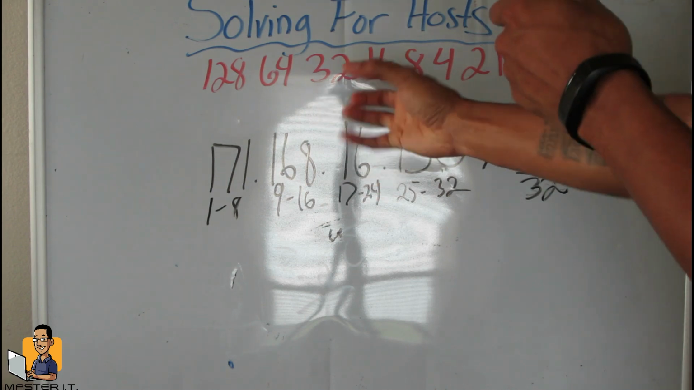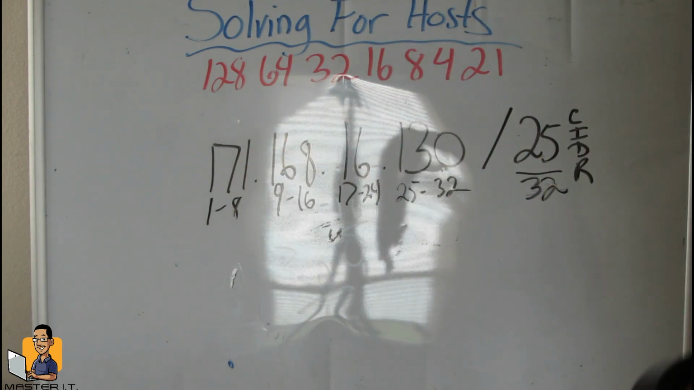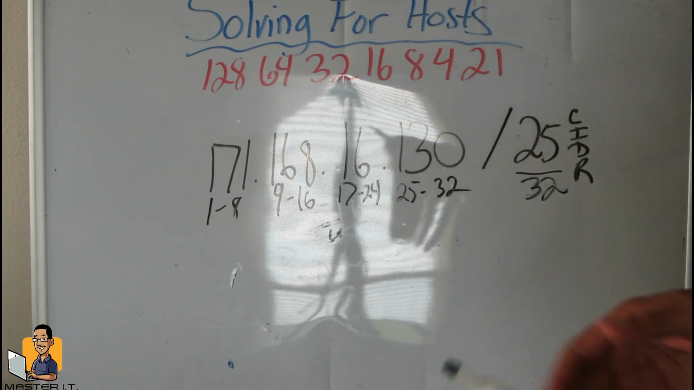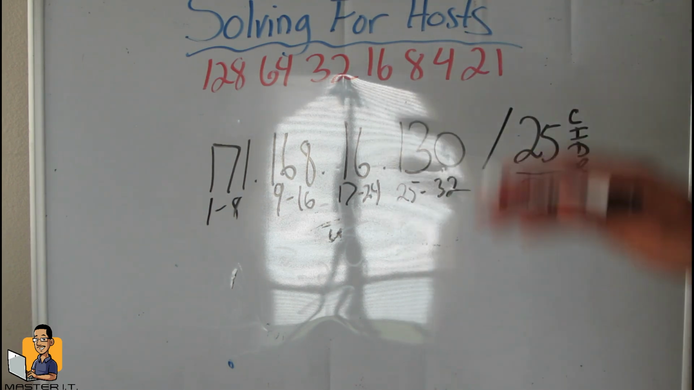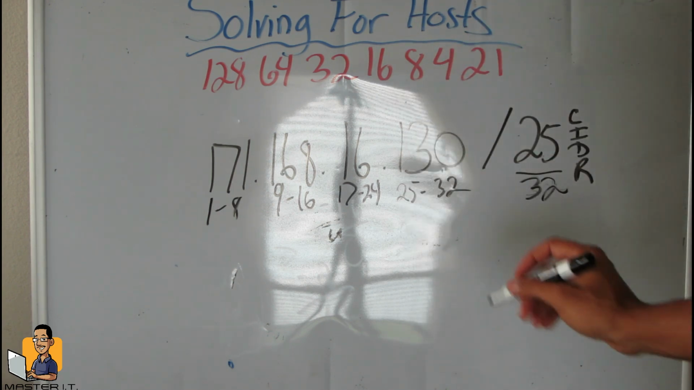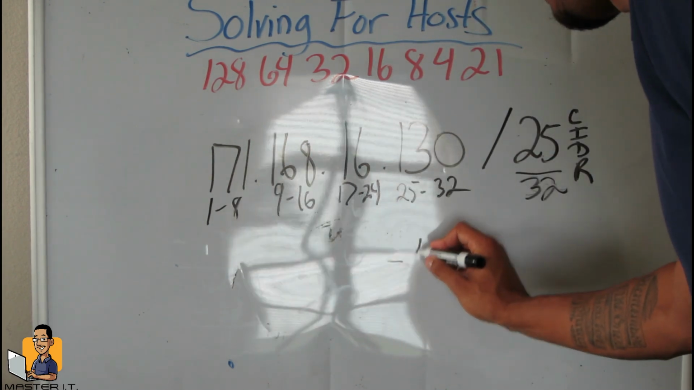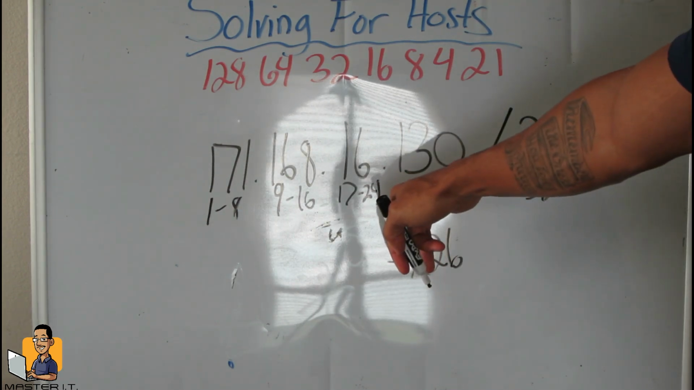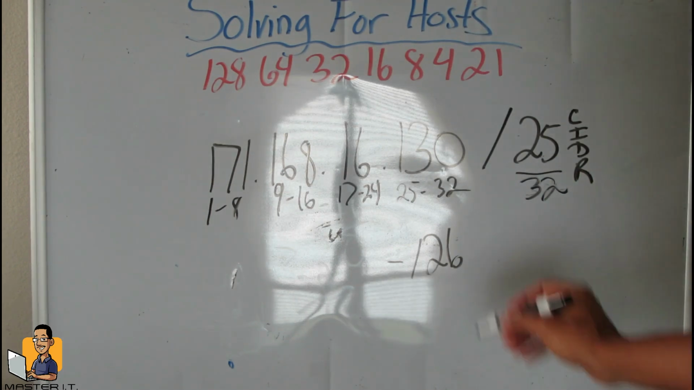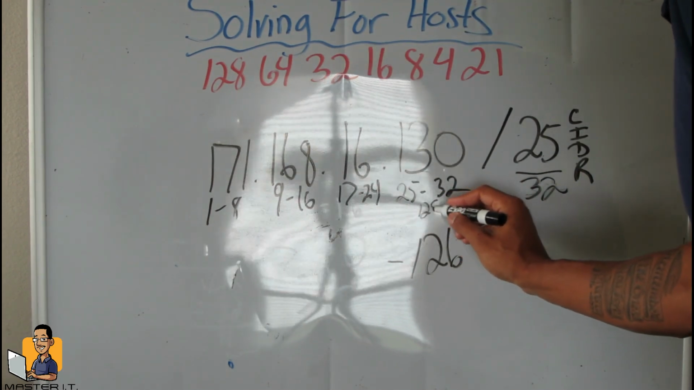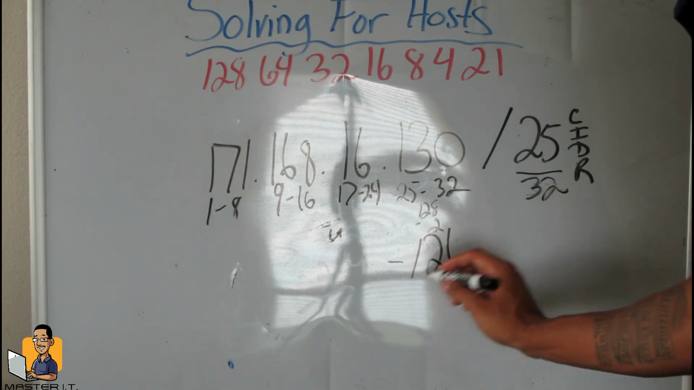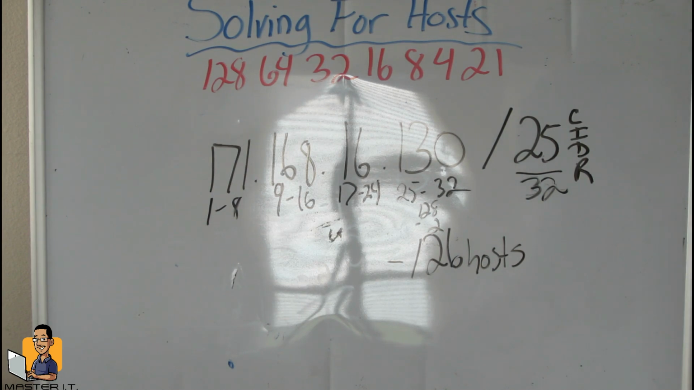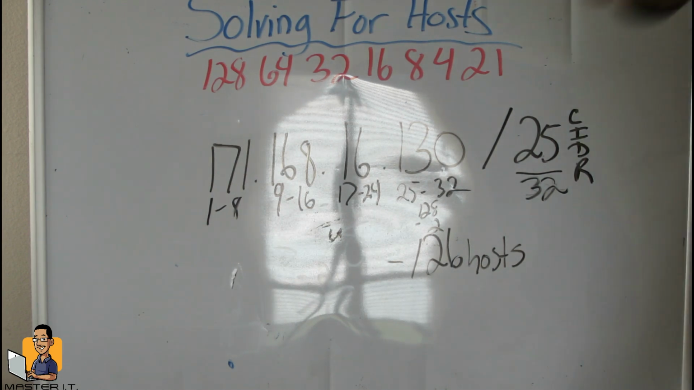I'm doing it step by step, breaking it down, and then we're going to go back and do it again through the slides, just to make sure that this hits home, because I know a lot of times this can get confusing and scary, but don't worry about it. So the answer is 126, because the 25th bit value is 128. 128 minus 2 equals 126 hosts. Bam, we did it.